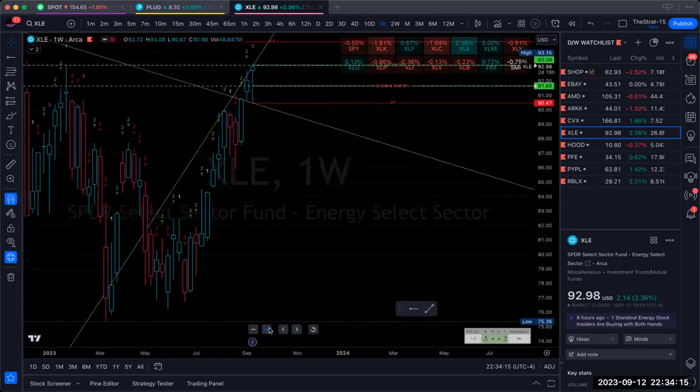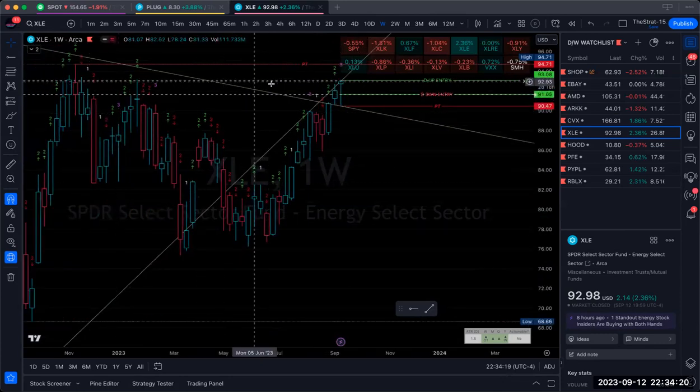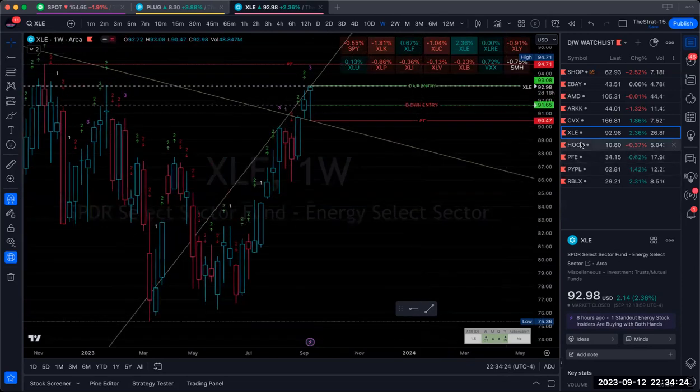I think XOM maybe wants to get up to 118, 119 also, as you can see. So we got plenty of room up once we break over this level. There ain't nothing really stopping it, right? Hope you can see that.